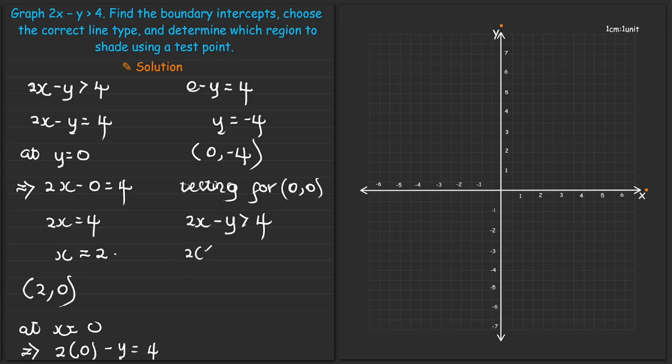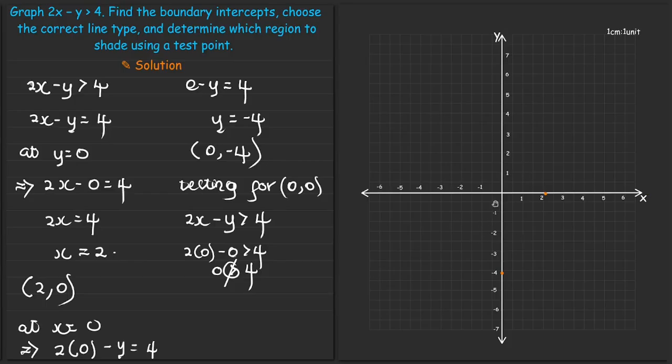So we have 2 into bracket 0 minus 0 greater than 4. All this gives us 0, which is greater than what? 4. And we know that is not true. Hence, the region where we have 0, 0 is actually not going to satisfy our inequality. So let's go straight to the graph and then we draw a line and then determine our region.